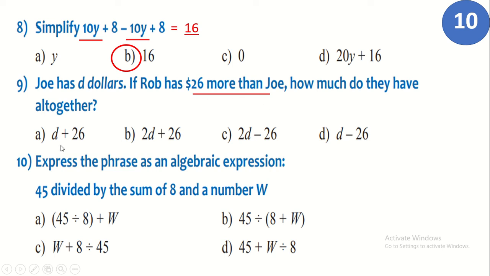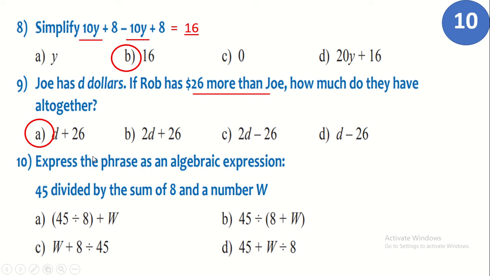Now, which one, letter A or letter B? Addition. But letter B has multiplication, 2 times D. We don't have multiplication here. The answer is letter A, D plus 26 only. Correct, students? Because letter B has multiplication.